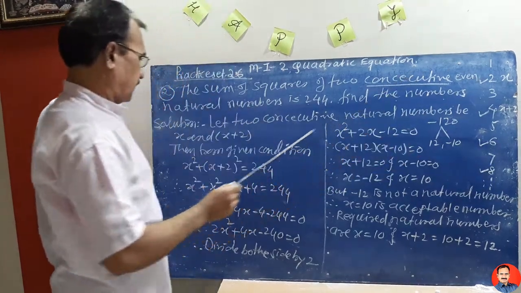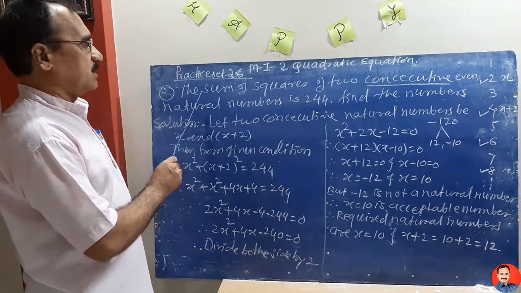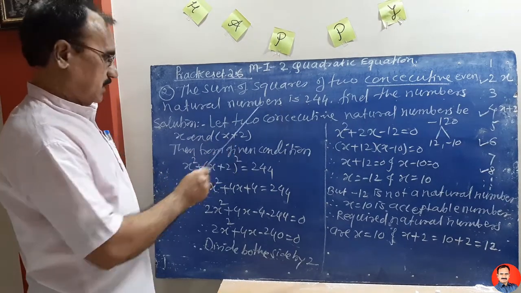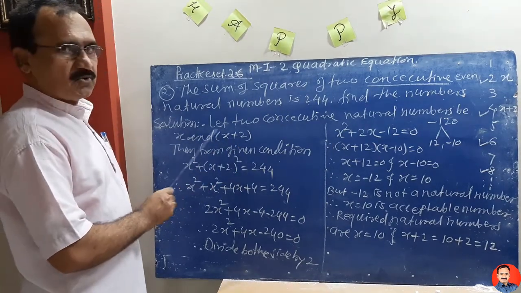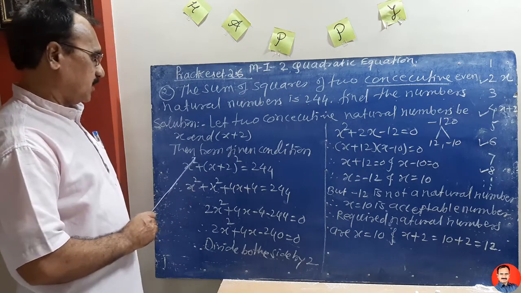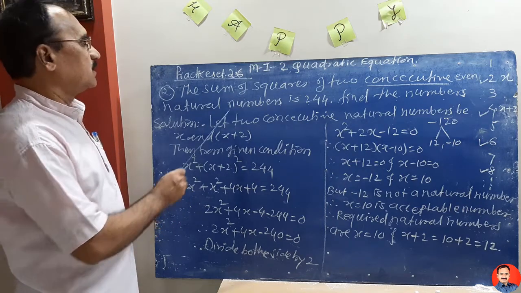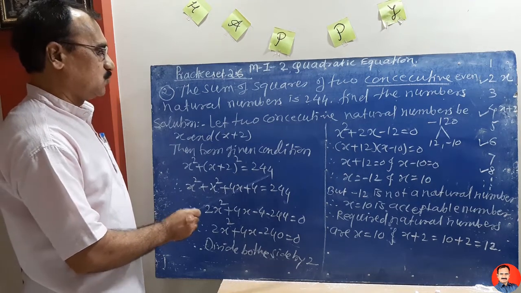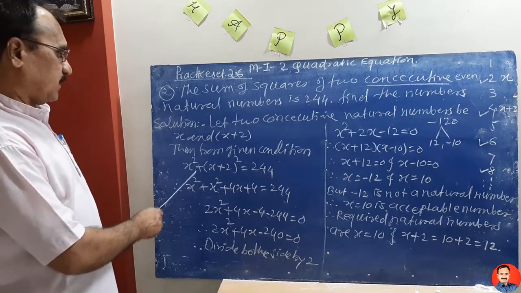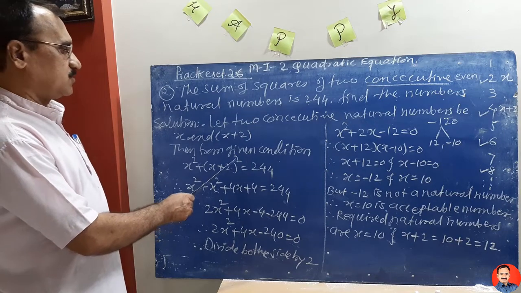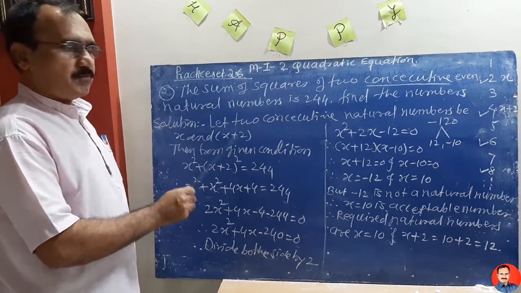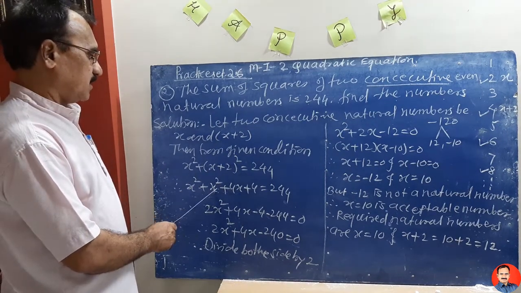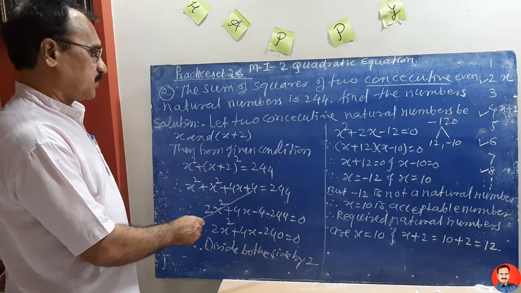From given condition, what is the condition? The sum of squares. These are two numbers, and sum of squares of these two numbers means x square plus, sum means plus, (x plus 2) bracket square is equal to 244. X square as it is plus (x plus 2) bracket square. By expansion formula we can write here x square plus 4x plus 4.